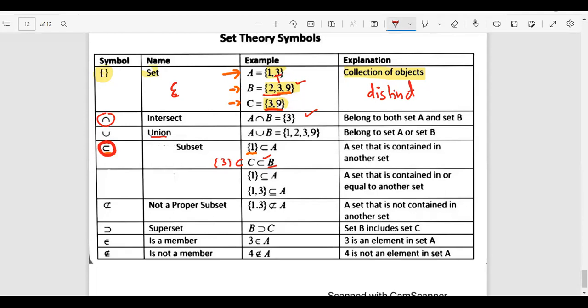Can A be a subset of B? नहीं, A cannot be a subset of B because in A we have 1 and 3, and in B we do not have 1. If B had 1, in that case I would have said that A is a subset of B. But since A does not completely lie in B, I only have 3, so I cannot say A is a subset of B. Yes, please ask me more questions.